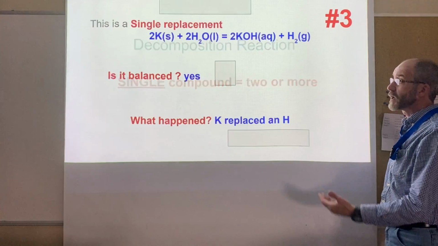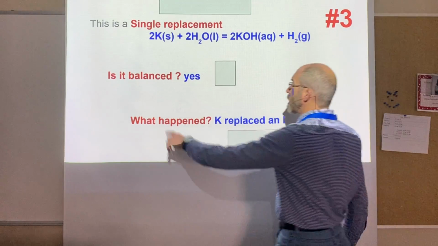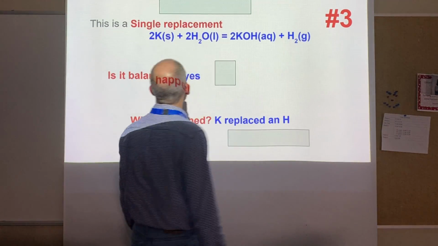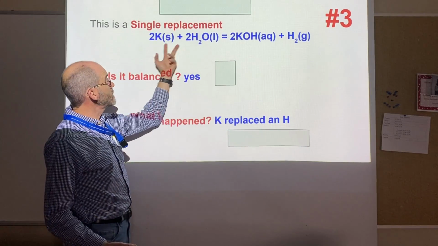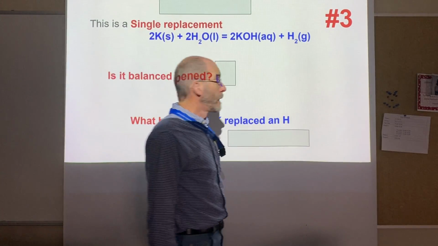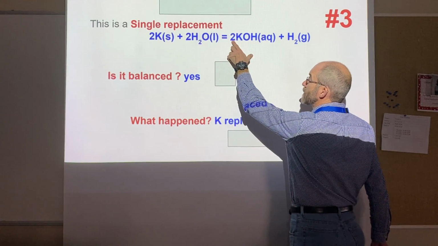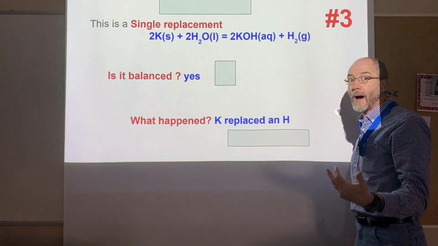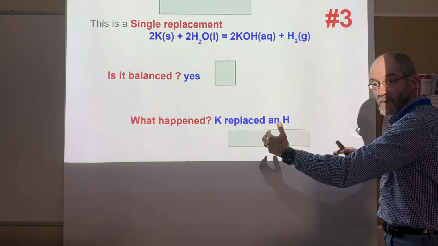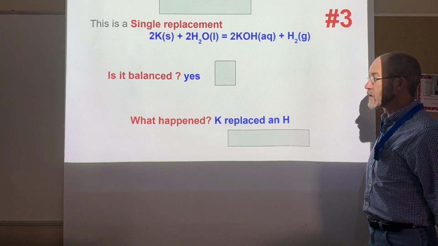We're already ready for a third reaction type. What about a single replacement? Here I have potassium interacting with water. You can see that from the reactant side. Well, what ends up happening? What ends up happening is you end up with something called potassium hydroxide. Why? Well, I think if you'll look at this and think with me, you will say, well, Mr.